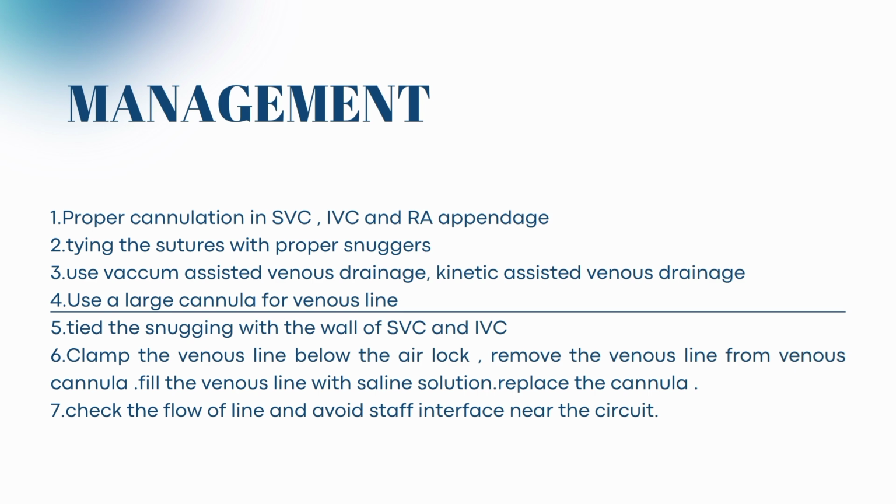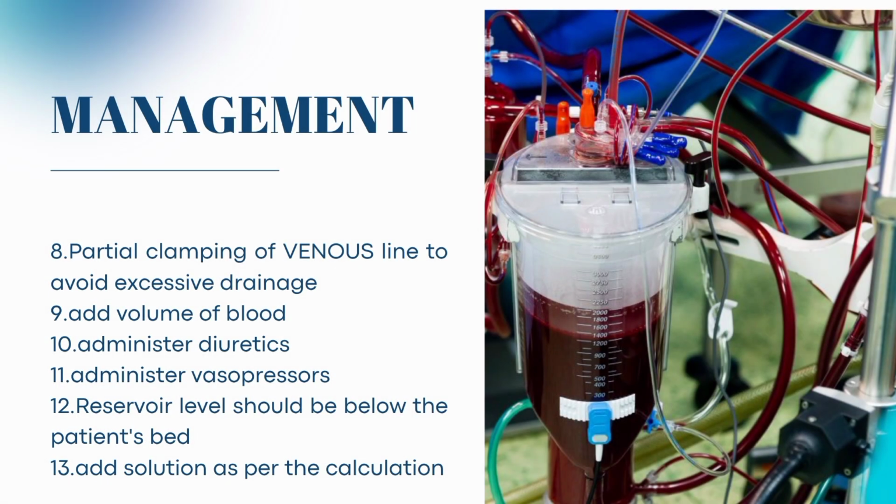Tie the snugging with the wall of the SVC and IVC. Clamp the venous line below the airlock, remove the venous line from the venous cannula, fill the venous line with saline solution, and replace the cannula. It's the solution for airlock. And check the flow of the line and avoid staff interference near the circuit.